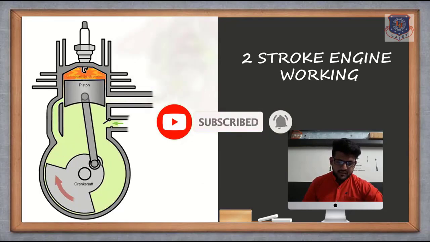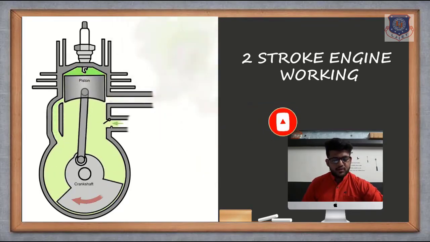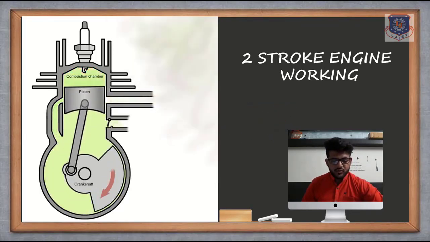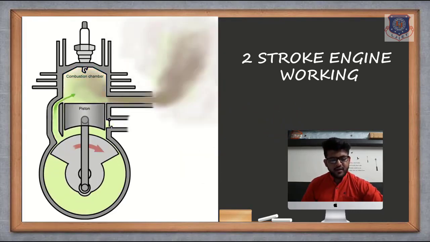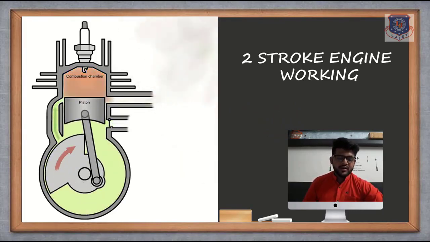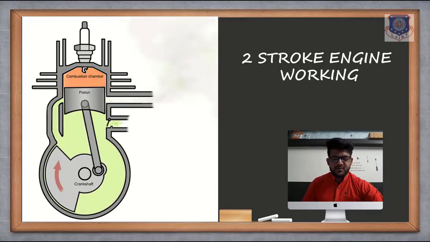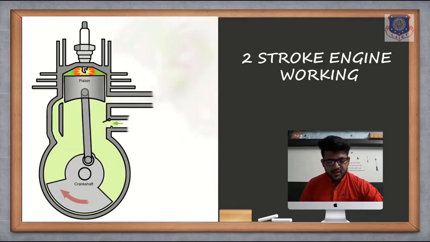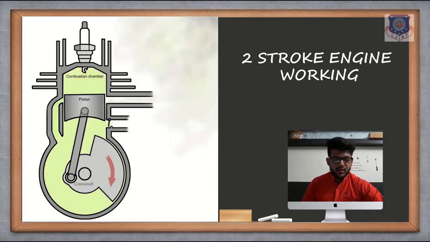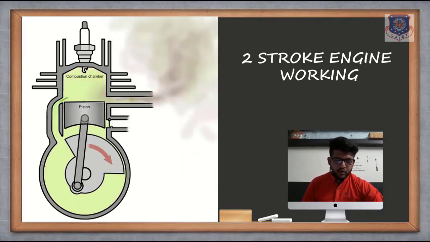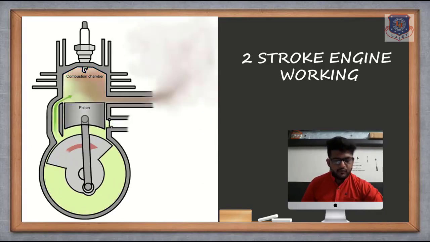So from this animation only we can understand. The first stroke we are taking as expansion and the second stroke we are taking as compression. Fine. So what is happening in the expansion stroke? I'm explaining it to you one by one. Now you can see, you only need to observe it. Only observe what I'm saying.